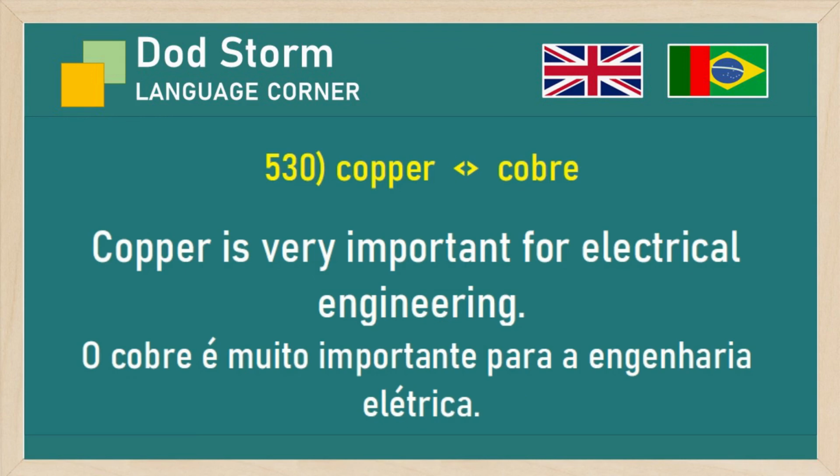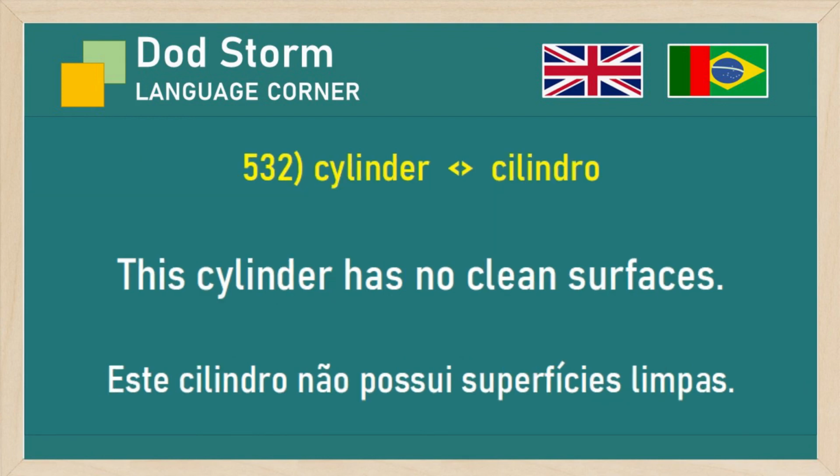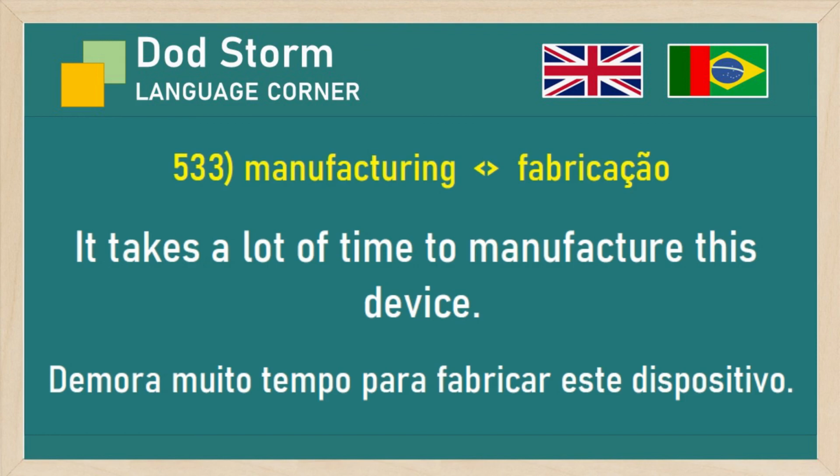Copper is very important for electrical engineering. The memory expansion is 2 gigabytes. This cylinder has no clean surfaces. It takes a lot of time to manufacture this device.